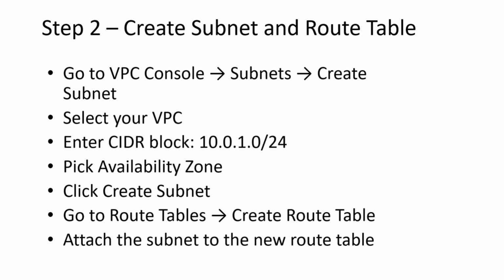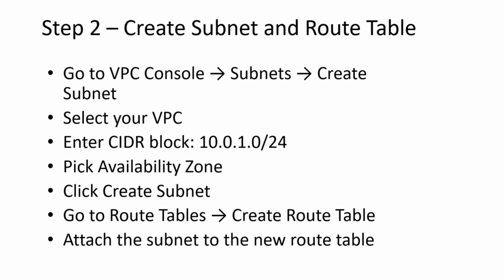Now that we've built our VPC, it's just an empty container. To make it useful, we need to divide it into smaller, manageable pieces. That's where subnets come in. A subnet is like carving out a neighborhood inside your city of IP addresses. Each subnet lives in a specific availability zone, giving us both organization and resilience.